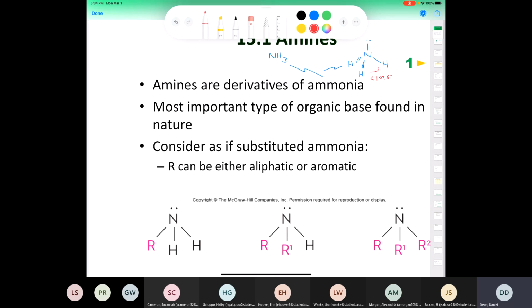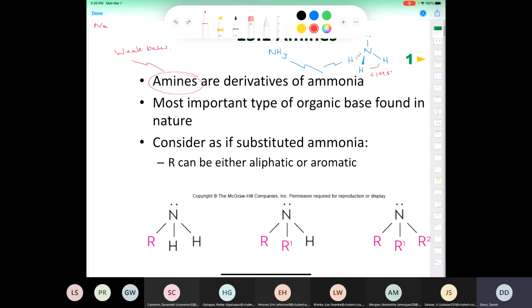Well, amines, which again are derivatives of ammonia, are the most important type of organic base found in nature. Although amines are bases, they are weak bases. If you think of a strong base, you think of something like sodium hydroxide, right? Sodium hydroxide is a really strong base. But amines, they are bases. However, they are weak bases.